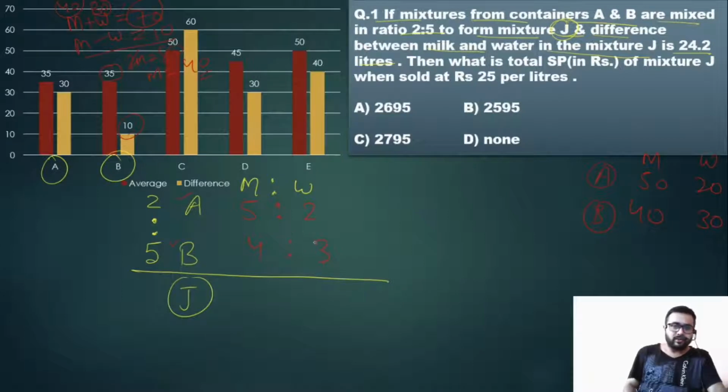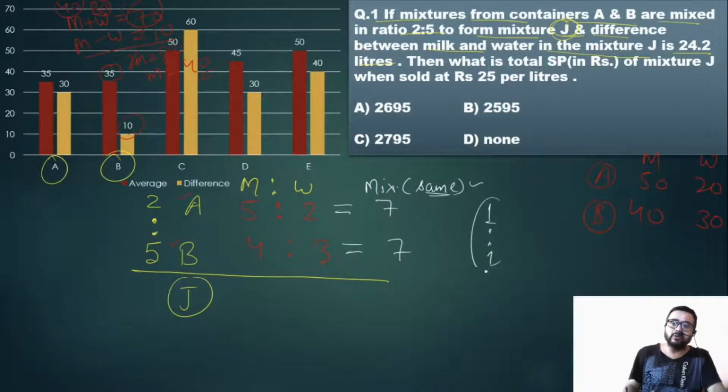Now see, I have already told you this in your mixture and alligation concept. Your first step would be that you have to make the mixture quantities the same. So this one, 5 plus 2, you get 7. This 4 plus 3, you get 7. So already same, means the ratio is equal. Equal means the ratio is 1:1. But according to the question, you have to make this ratio 2:7.